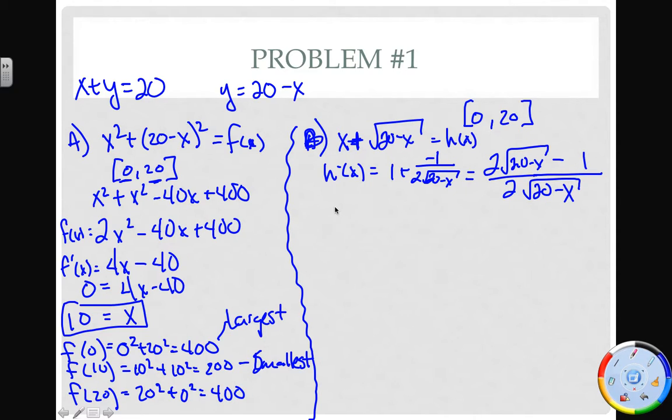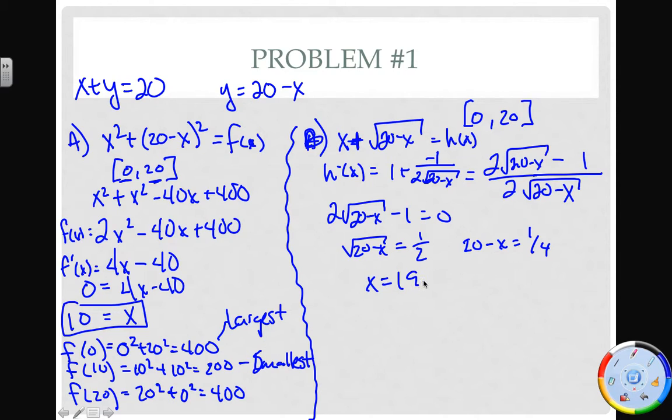So I look at the point where 2 radical 20 minus x minus 1 equals 0. I add 1 to both sides, and I divide by 2, and the radical equals 1/2. Therefore, 20 minus x equals 1/4, which tells me that x is equal to 19.75. So my critical points are 0, 20, and 19.75.